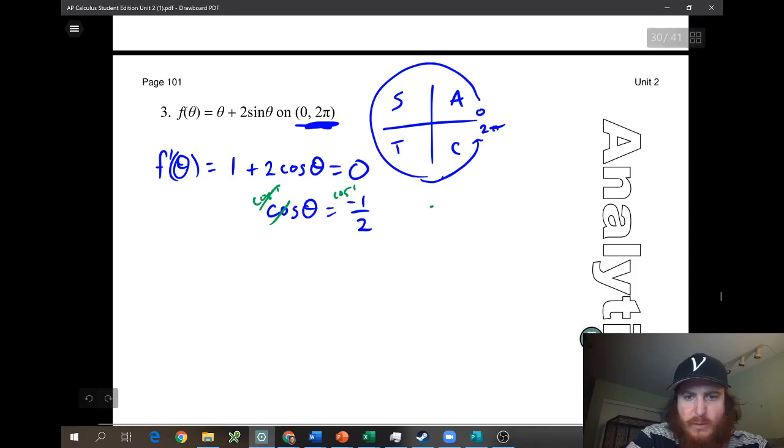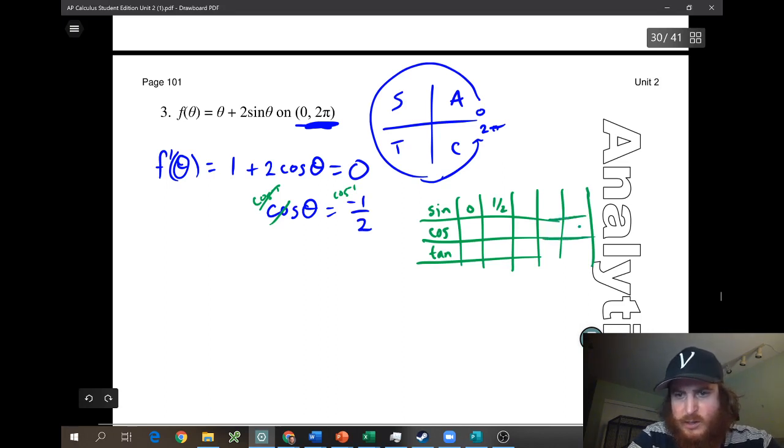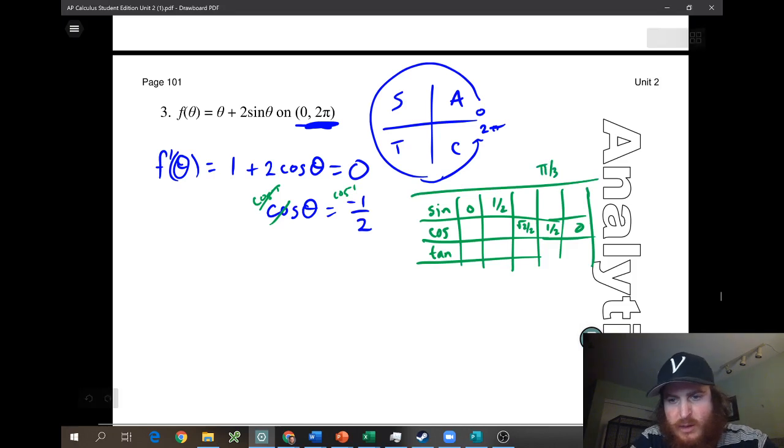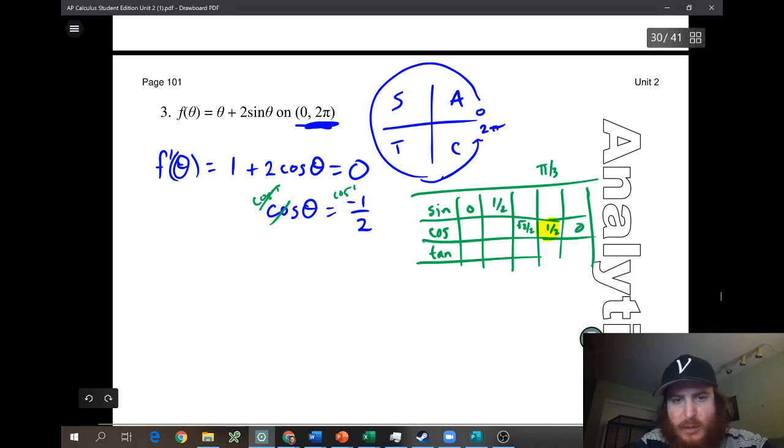So if you remember the table for sine, cosine, and tangent, I'm not going to write out the whole table, but we start at 0, then 1/2, square root of 2 over 2, square root of 3 over 2, and 1. And then coming backwards it was 0, 1/2, square root of 2 over 2, square root of 3 over 2, and 1. We're looking for cosine equal to a half, so that's at this pi over 3 slot. So the answer is not pi over 3, but it's a multiple of pi over 3.